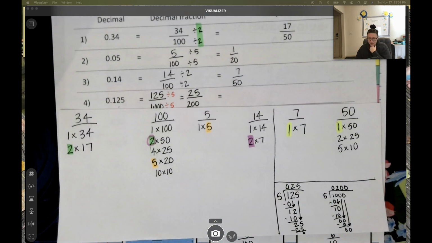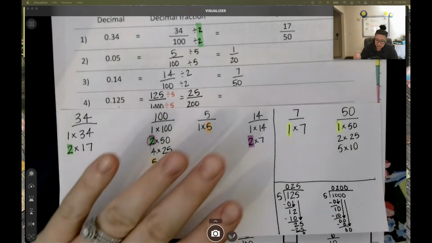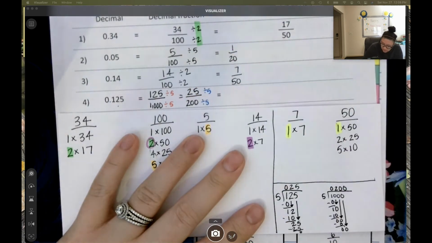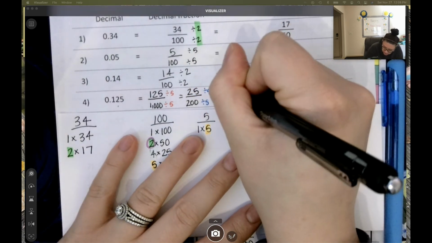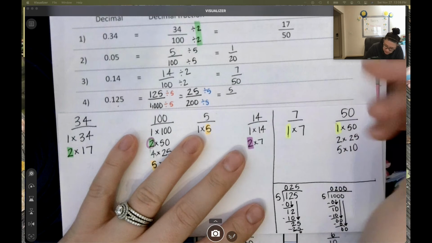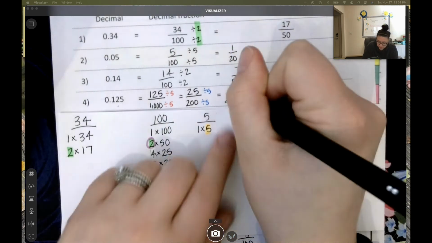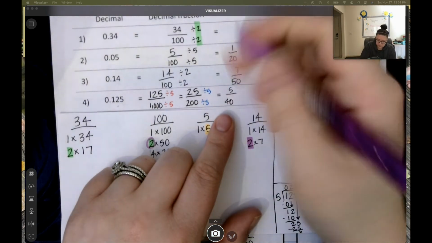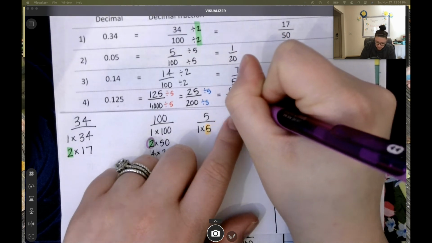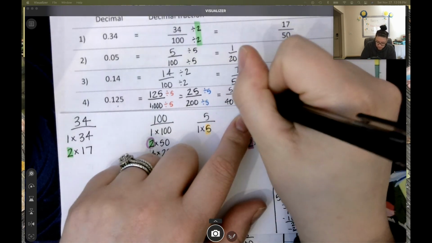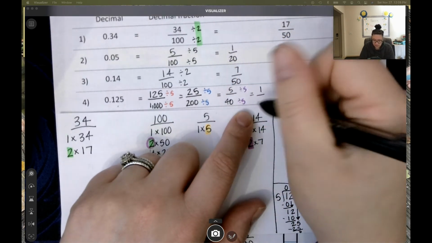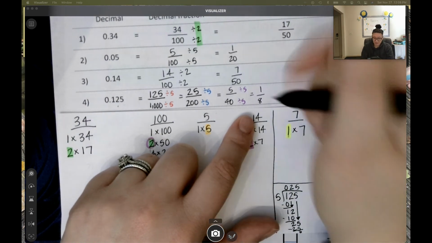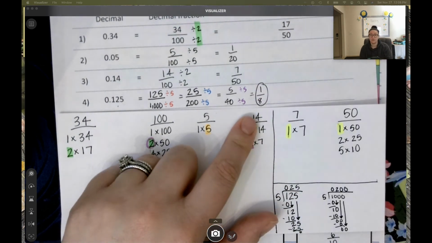So you could have divided them both by 5 again. If you divide them by 5 again, 25 divided by 5 is 5. 200 divided by 5 is 40. And then again, I can divide by 5. 5 divided by 5 gives me 1. 40 divided by 5 gives me 8. I finally was able to simplify all the way down to 1 over 8.